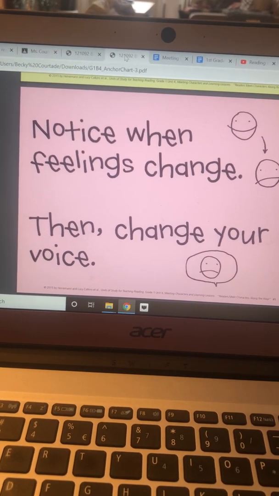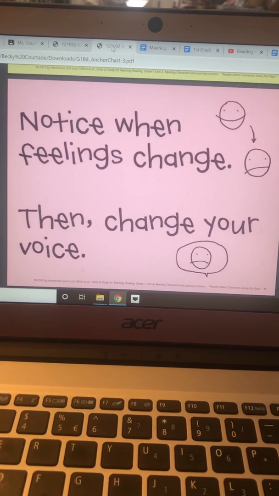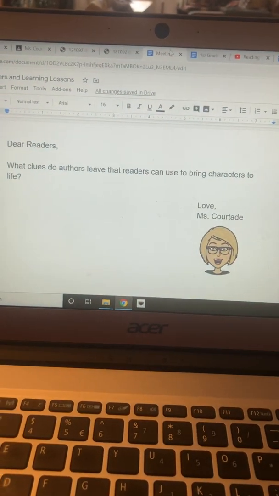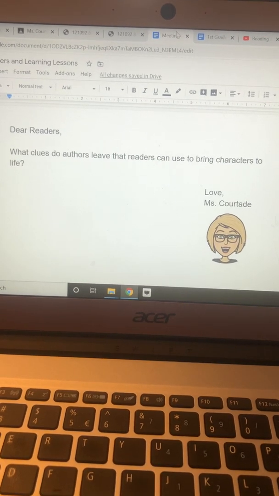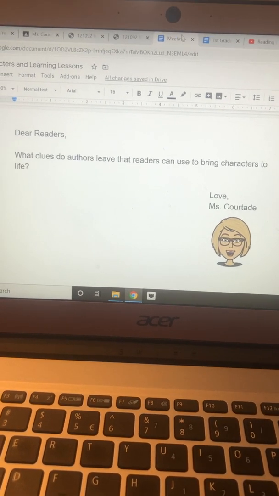Now, yesterday, we talked about how when we're reading, we want to notice when feelings change, and then we want to change our voice to show how characters are feeling. Well, today, we're going to look at this question. What clues do authors leave that readers can use to bring characters to life?